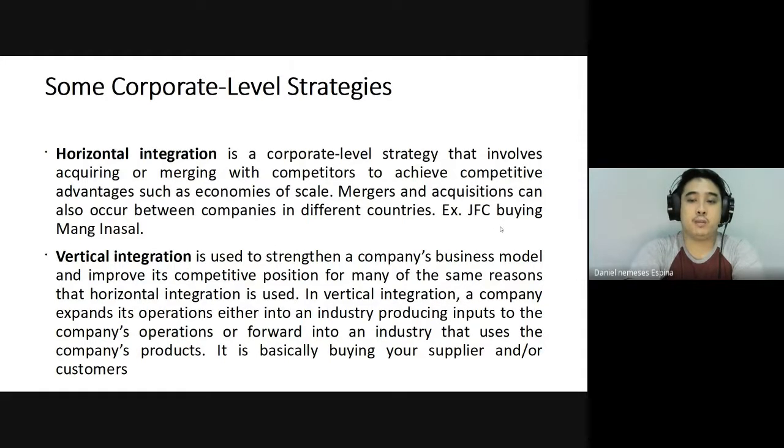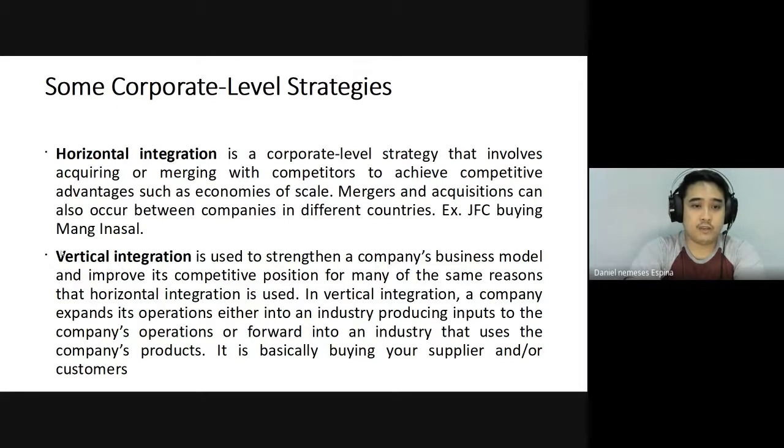So for example, si Jollibee, so Jollibee Foods Corporation is not dili lang na si Jollibee nga fast food but gipalit niya ang Bang Inasal, ang Chowking, Red Ribbon, so and so on. So if you are buying your competitors or your direct competitors, that's what we call horizontal integration. So merging or acquiring.